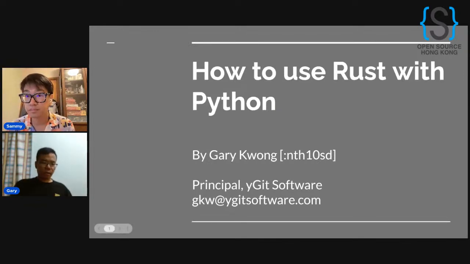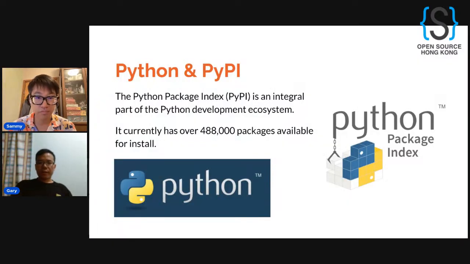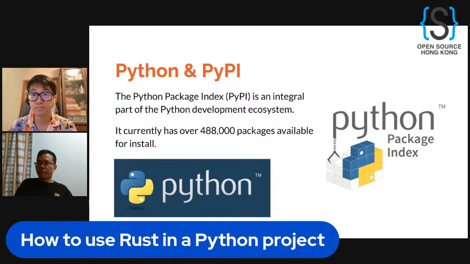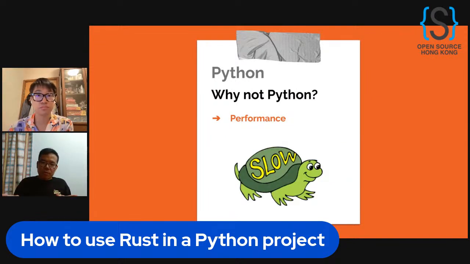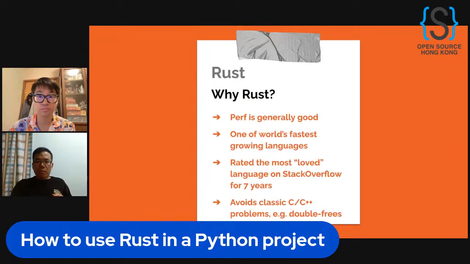So I presume a lot of us here know about Python, and of course, we all know that PyPI is an integral part of our development, right? It has almost 500,000 packages available for install. Why Python? Easy to bootstrap, easy to hire talent, few security issues. You don't have double frees or buffer overflows present in other languages like C and C++. However, one of the biggest issues with Python is performance. It can be slow.